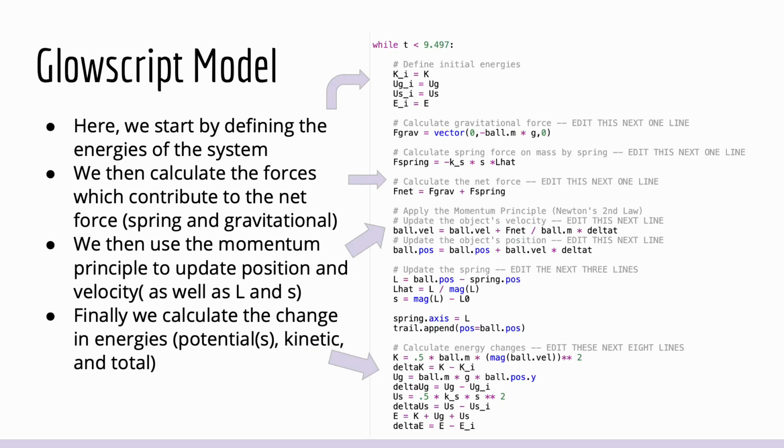This is the calculation loop of the code. Here, we start by defining the energies of the system, such as kinetic energy, spring potential energy, gravitational potential energy, and total energy. We then calculate the forces which contribute to the net force, which is the spring force and the gravitational force. We then use the momentum principle to update the position and velocity, as well as L, the length of the spring, and s, which is the change between L and L0. We finally calculate the change in energies, both potentials, gravitational and spring, kinetic, and total, in this section here.